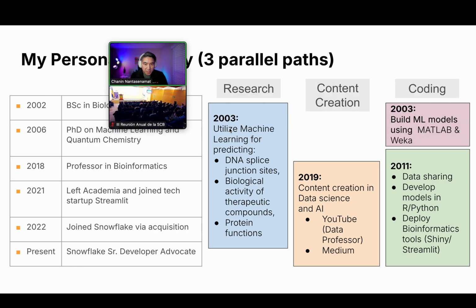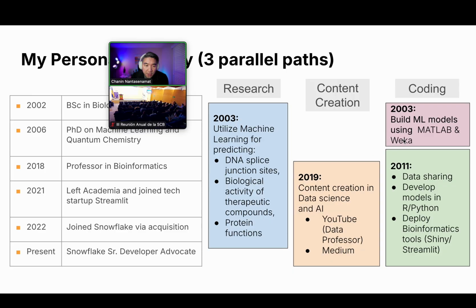So research started back when I didn't even know how to code aside from making websites, HTML, CSS. I was using a little bit of MATLAB, and predominantly using no-code solutions like the Weka software, which is pretty great. It allowed me to do research using machine learning even without coding skills, and make discoveries on DNA splice site prediction, predicting the biological activity of compounds, and protein functions.